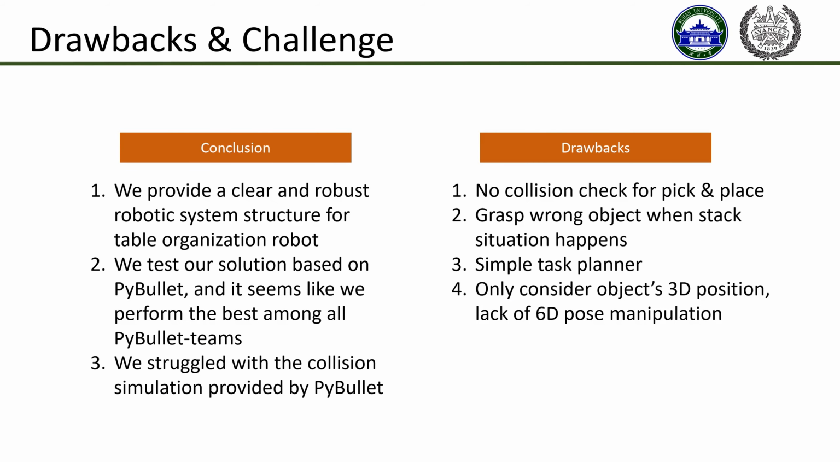In conclusion, we provide a clear and robust robotic system structure for a table organization robot. Our system consists of 3 independent nodes. Each of them is in charge of communicating with one hardware device. We only tested our solution within PyBullet, and our solution performs the best among all PyBullet teams. I'm always curious about how our score would change if we switched our solution to CPM.